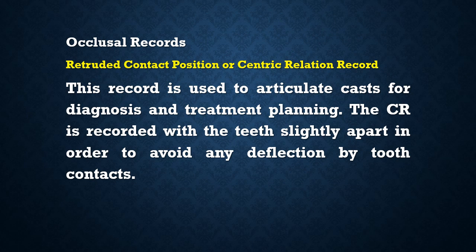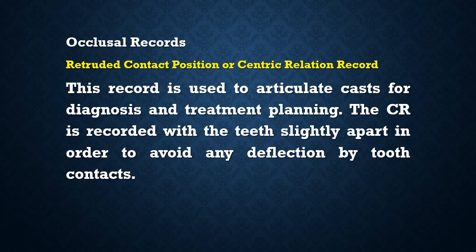To have a proper occlusal analysis, which is done on the diagnostic cast, you have to transfer records from the patient's mouth to the articulator. The first record is the retruded contact position, the RCP, or the centric relation record. This is an important record. It is used to articulate casts for diagnosis and treatment planning. The CR, the centric record, is recorded with the teeth slightly apart in order to avoid any deflection by tooth contact. This is very important.